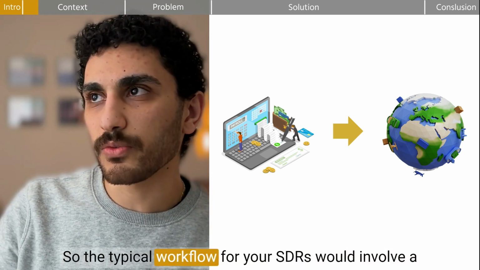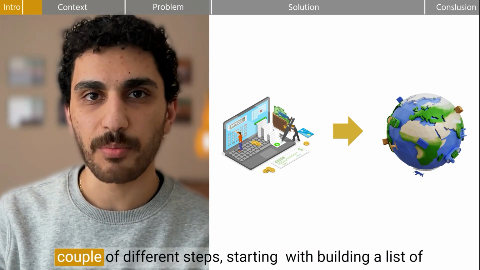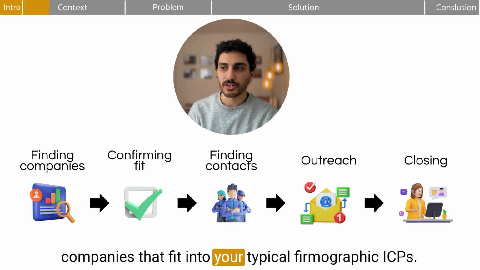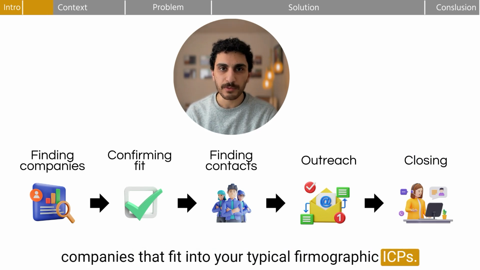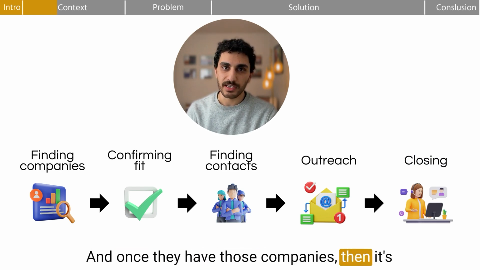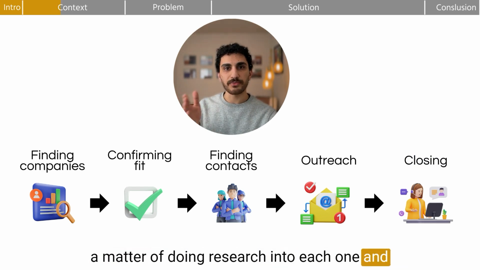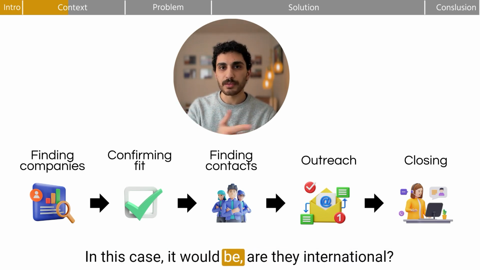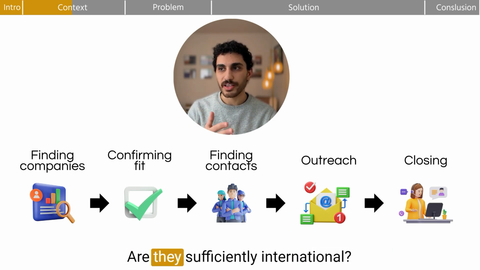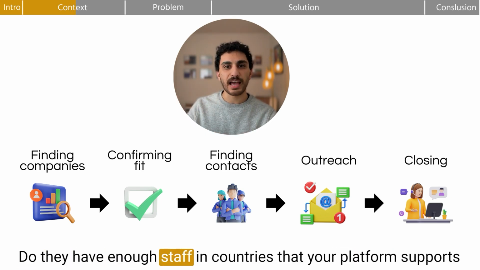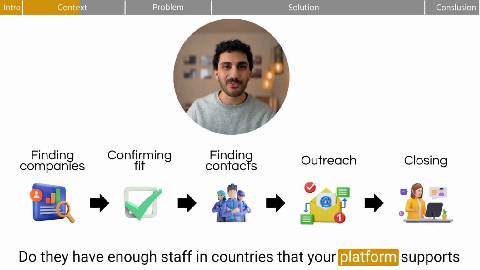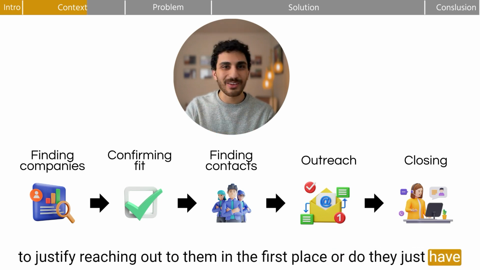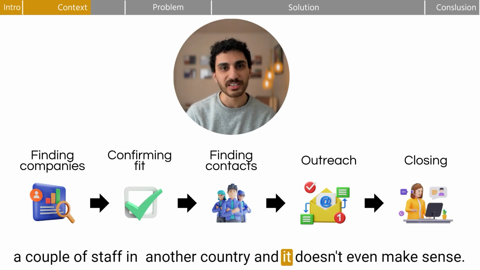So the typical workflow for your SDRs would involve a couple different steps, starting off with building a list of companies that fit into your typical firmographic ICPs. And once they have those companies, then it's a matter of doing research into each one and finding out if they meet the more detailed criteria. In this case, it would be, are they international? Are they sufficiently international? Do they have enough staff in countries that your platform supports to justify reaching out to them in the first place? Or do they just have a couple of staff in another country and it doesn't even make sense?